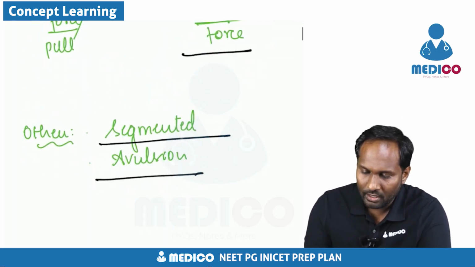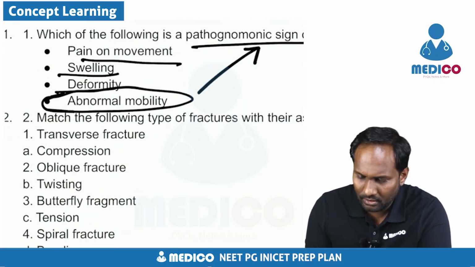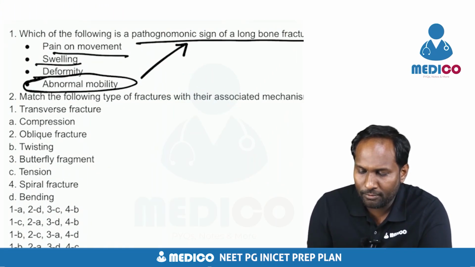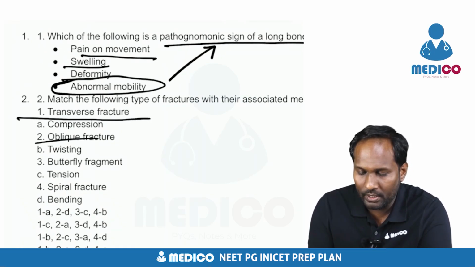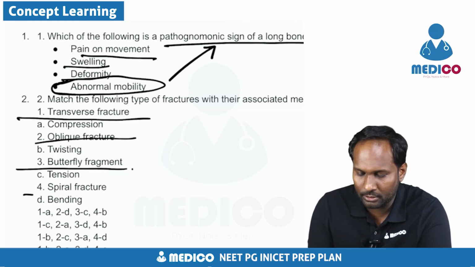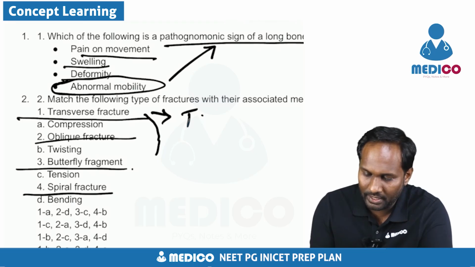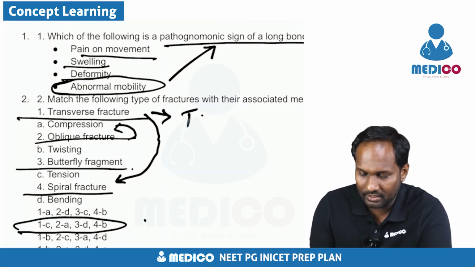Okay. Now, let's quickly solve a question based on this and come back. Look at this question, directly based, very simple. Match the following types of fractures with their associated mechanisms. Transverse fracture is given, an oblique fracture is given, a butterfly fragment and a spiral fracture. We know transverse fracture occurs by tension force. So, transverse fracture is by a tension force, so 1C, and an oblique fracture is by a compression force, so 2A. So, the only option following that is this option. So, the answer is B.